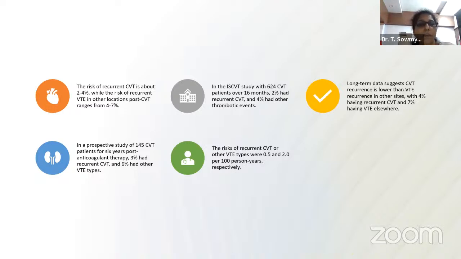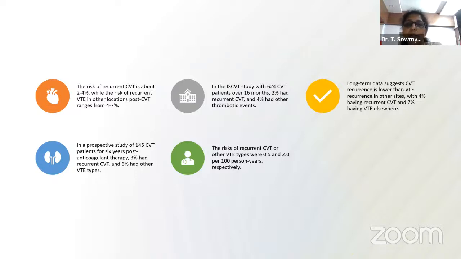Long-term data suggests 4% recurrence of CVT and 7% of venous thromboembolism. And there's another prospective study done in 145 patients for 6 years who were on anticoagulant therapy. After anticoagulant therapy, 3% had recurrent CVT, and 6% had venous thromboembolism.